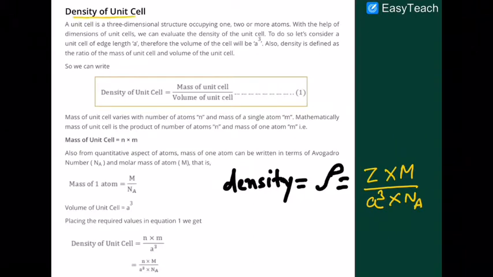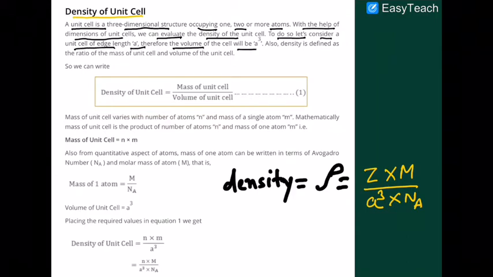Now we will discuss the density of the unit cell. A unit cell is a 3-dimensional structure containing 1, 2, 3 or more atoms. With the help of dimensions of the unit cell, we can evaluate the density, because density is equal to mass by volume. So you can easily understand that. Already we have done some questions on the packing fractions. So let's consider a unit cell of edge a. Its volume becomes a cube. So a cube will be the volume of the unit cell.